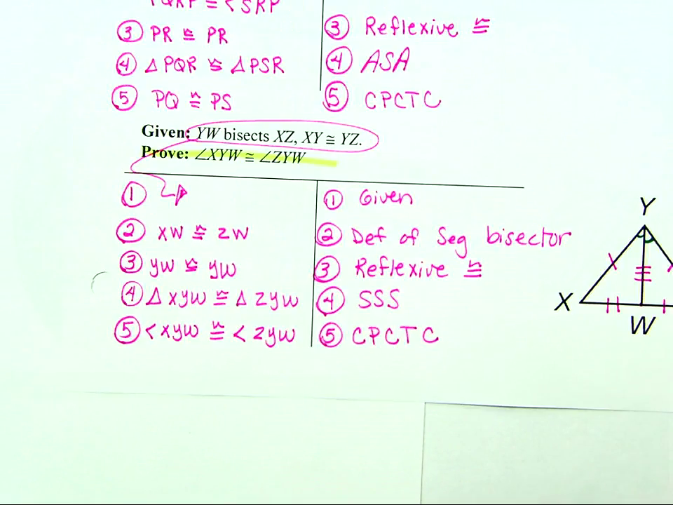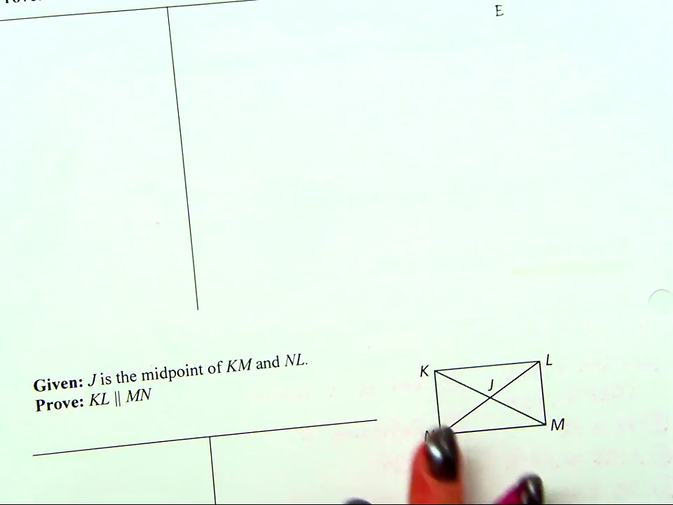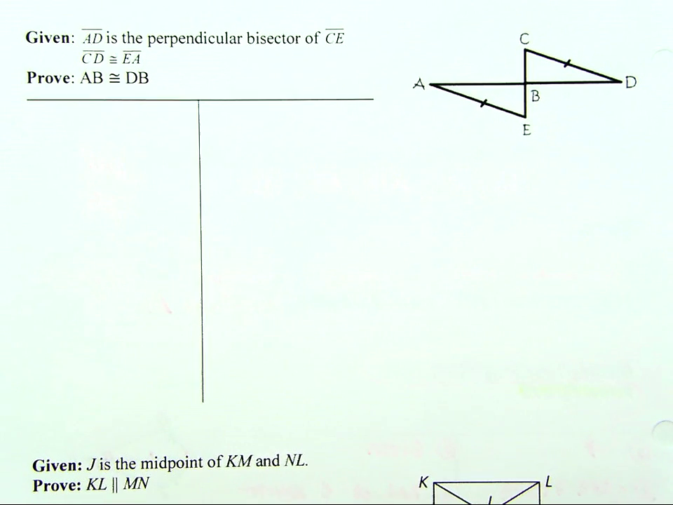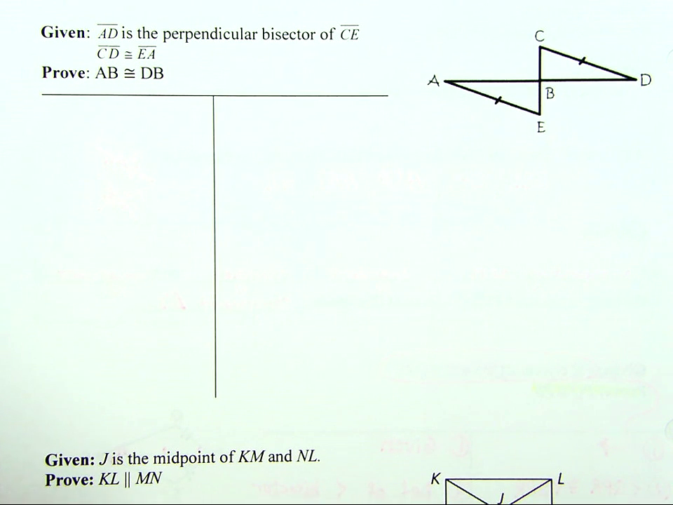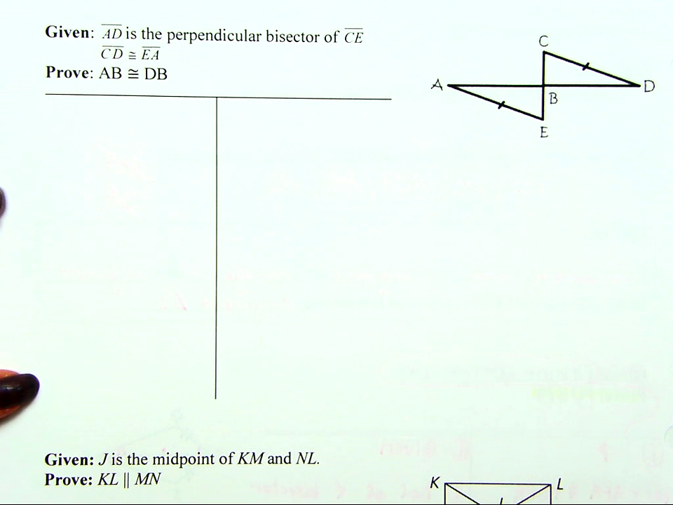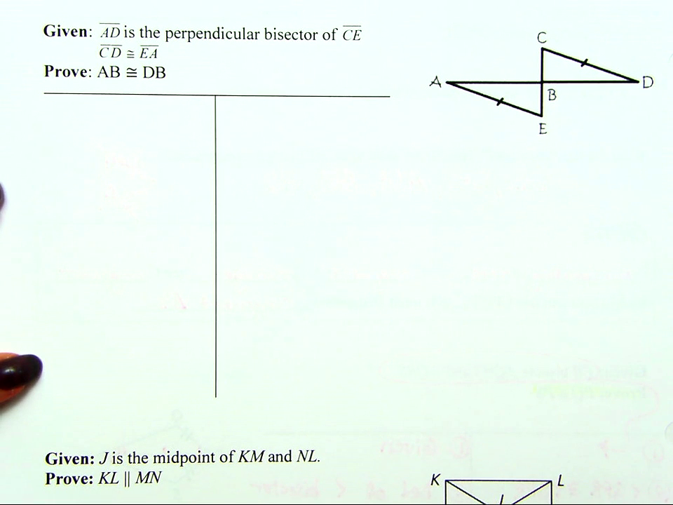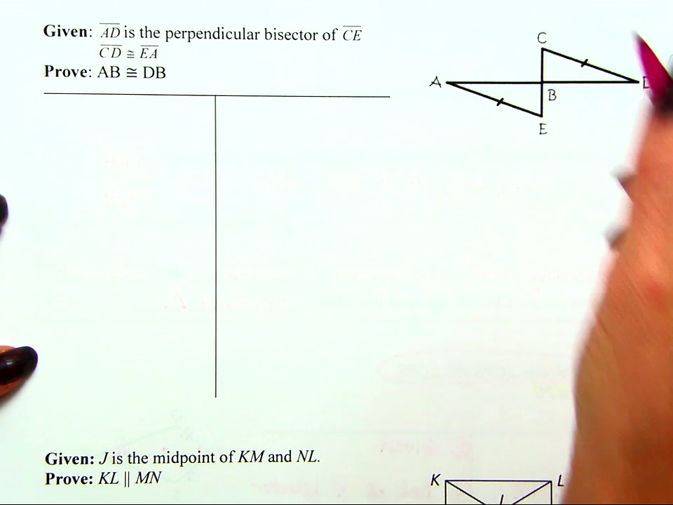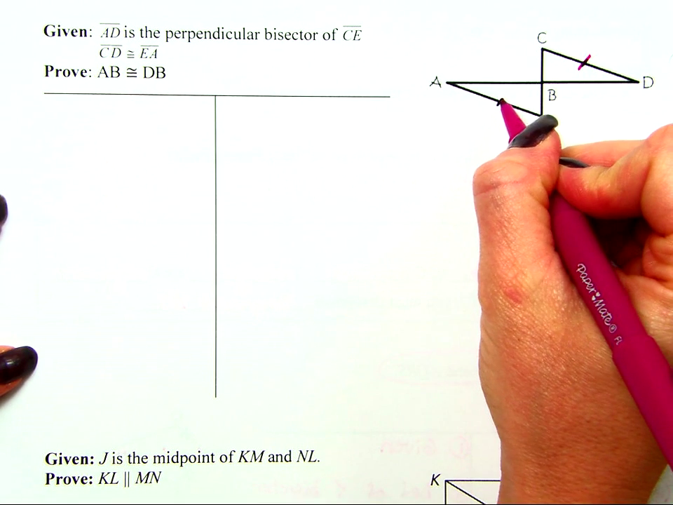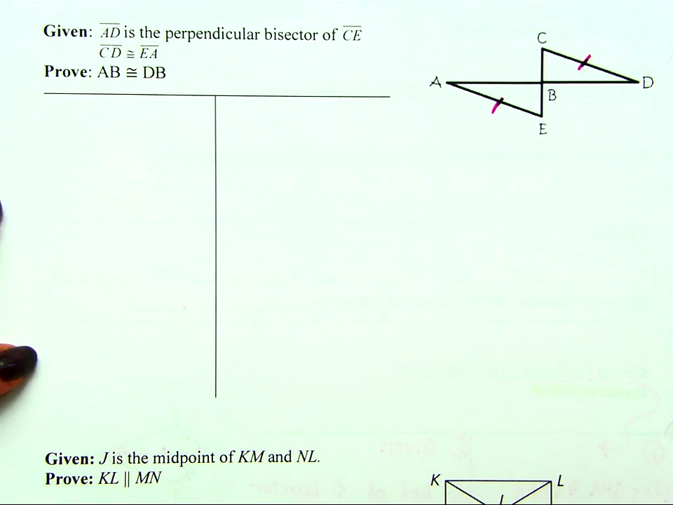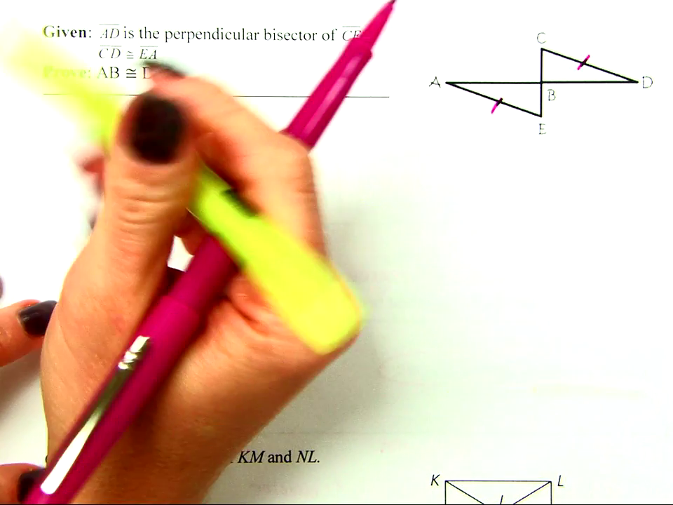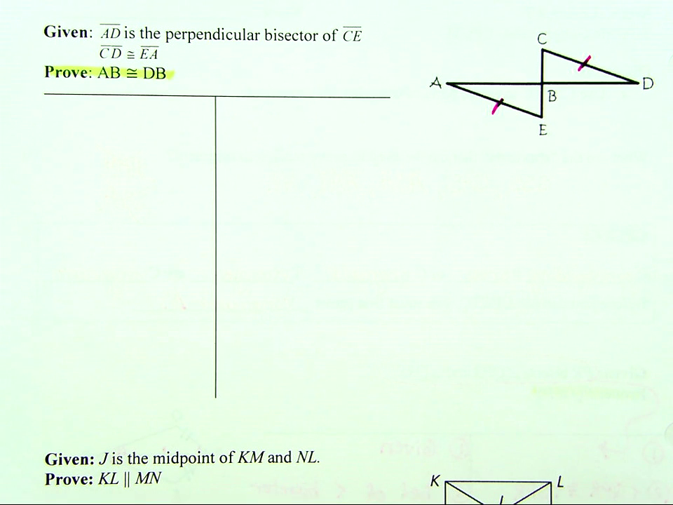Let's practice a couple more. On the back side, it tells me that AD is the perpendicular bisector of CE, and CD is congruent to CA. Well, they've marked CD congruent to EA. I'm trying to prove that segment AB is congruent to segment DB.